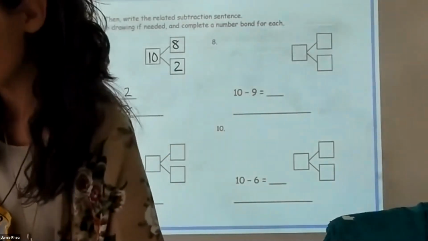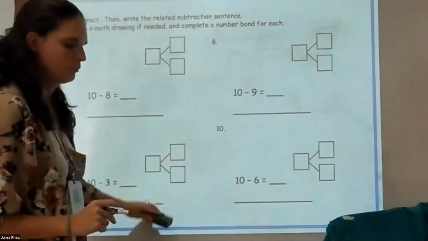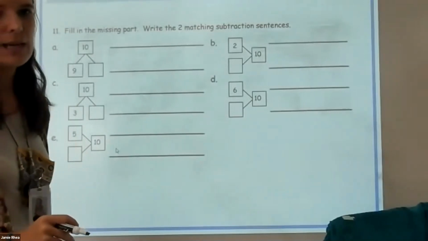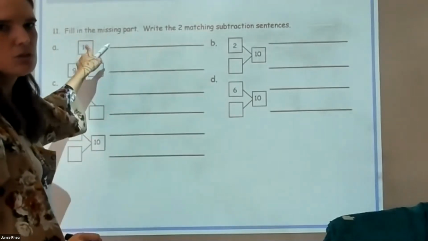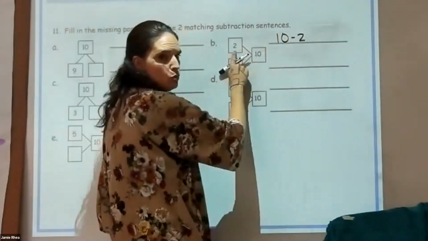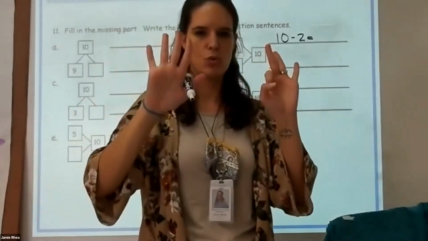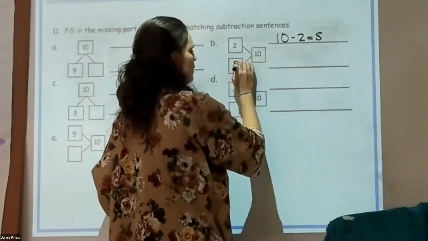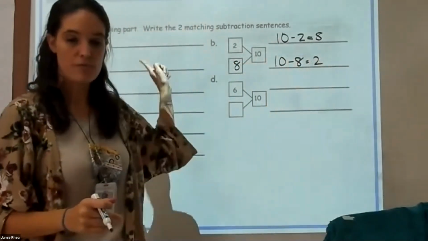Now, last part, you're going to do 11A and D, okay? I'm going to show you 11B. Fill in the missing part, write 2 matching sentences. Now, you're doing A, so I'm going to show you with B. I know that 10 minus 2 equals, if I have 10 and I take 2 away, 5 and 3 make 8. So I'm going to put my 8 here. Now I can say 10 minus 8 equals 2. Okay? You're going to do that for A and D.